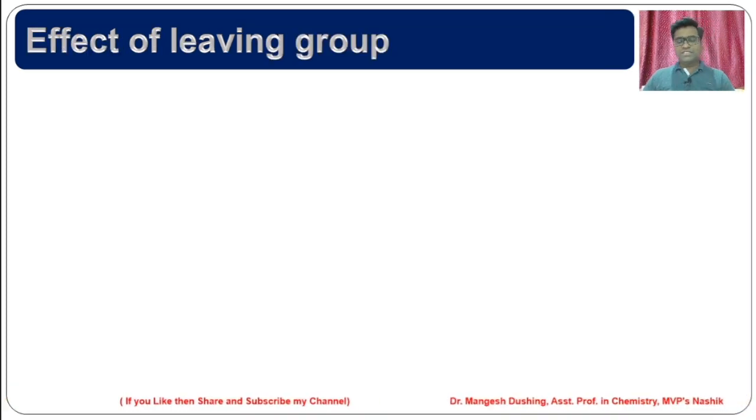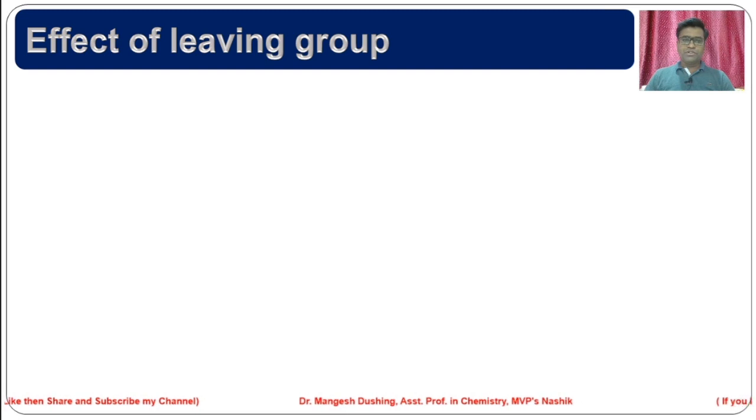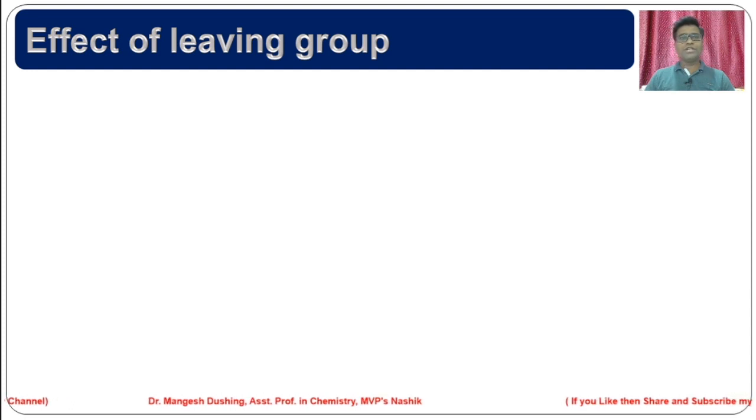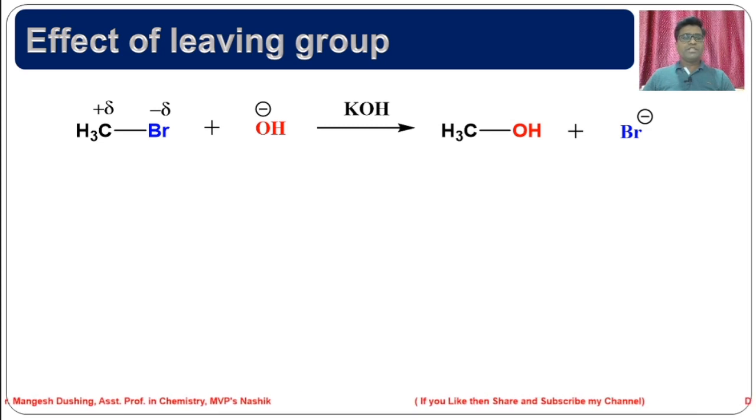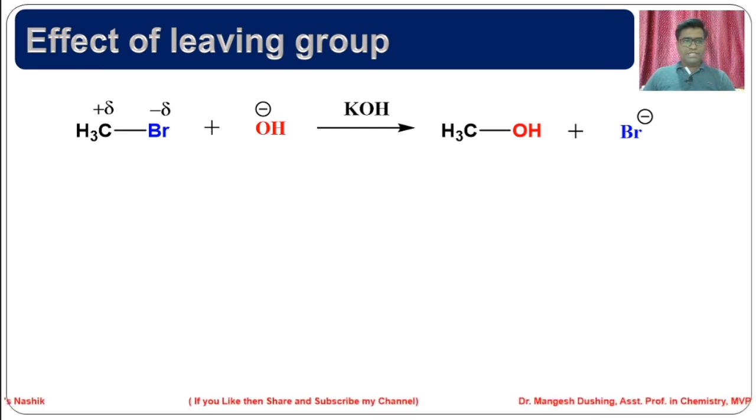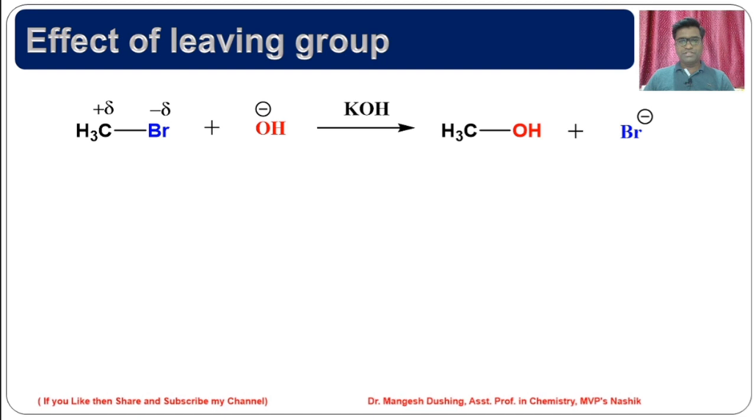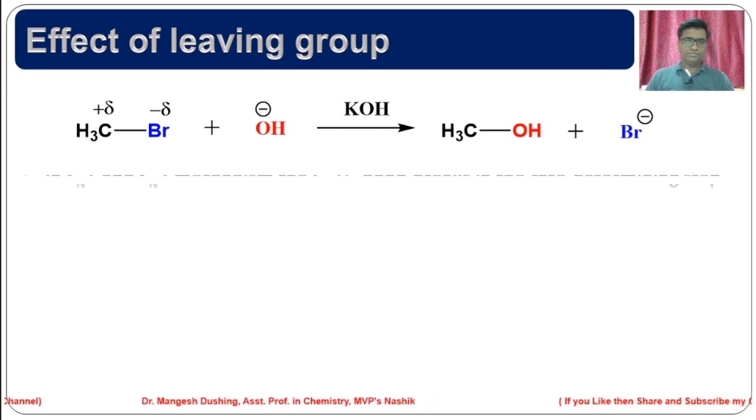Friends, in nucleophilic substitution reactions, the role of the leaving group is very important because in both mechanisms, SN1 or SN2, the breaking of the carbon-leaving group bond is present in the rate determining step. For example, this is the reaction, the hydrolysis of methyl bromide. OH acts as a nucleophile while Br is a leaving group. So in aqueous KOH or NaOH solution, it will get hydrolyzed to methyl alcohol.